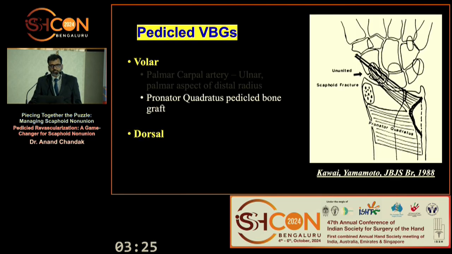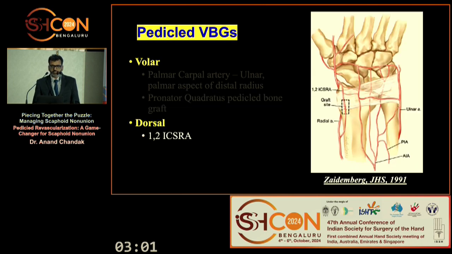The second commonly used one is the pronator quadratus muscle pedicle bone graft. The distal part of the pronator quadratus along with the consistent vascular pedicle is shifted to the scaphoid non-union site. So both of these volar grafts can be used for the volar sided approaches or for the non-unions with the humpbacks to correct the deformities also. Coming to the dorsal, the 1,2 ICSRA, the Zaidemberg, is the most preferred one, based on the 1,2 ICSRA vessel between the first and the second extensor compartment.